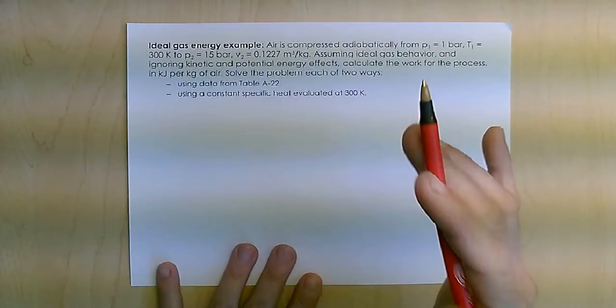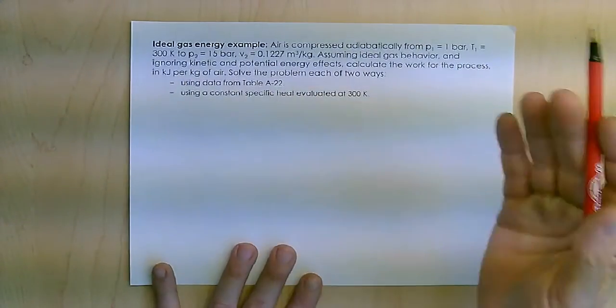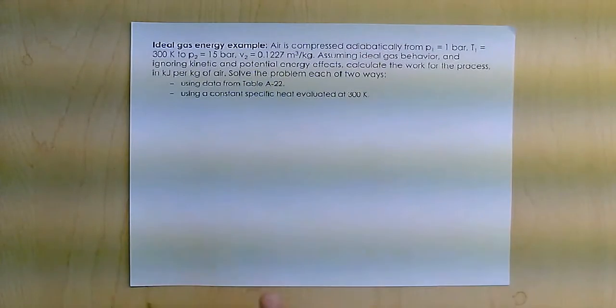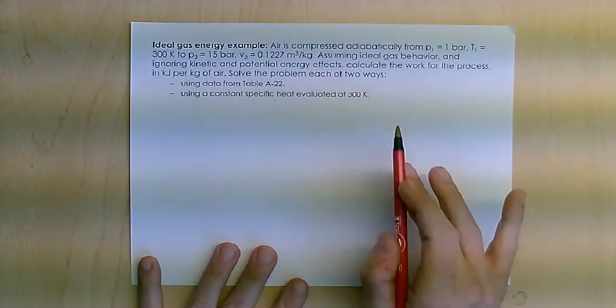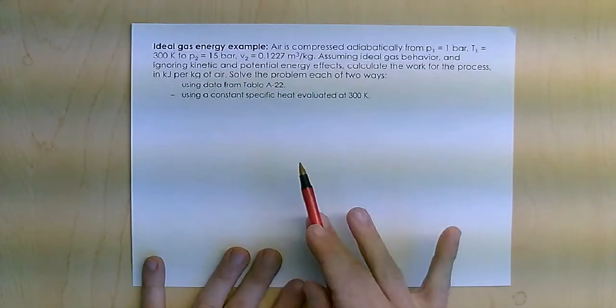Here I have air, and it's compressed adiabatically from a pressure and temperature to a pressure and a volume as shown here. Okay, we'll assume ideal gas behavior. We're going to ignore kinetic and potential energy. I want to calculate the work for this process, and I want to do it two ways.